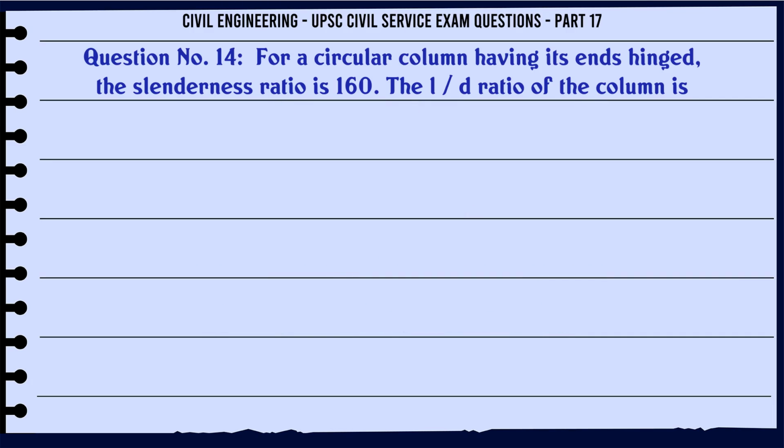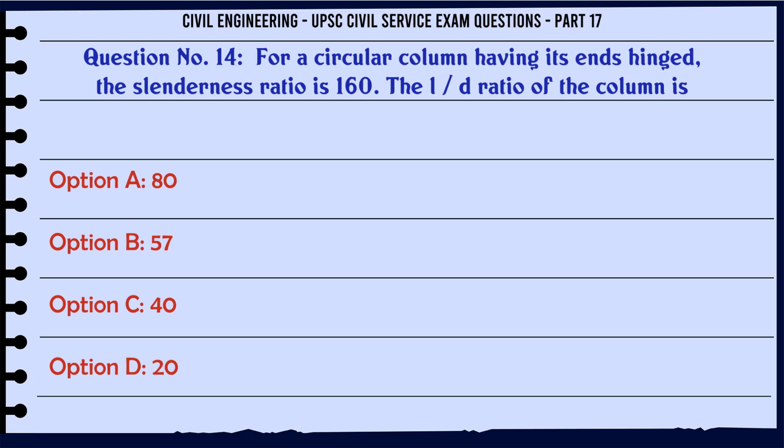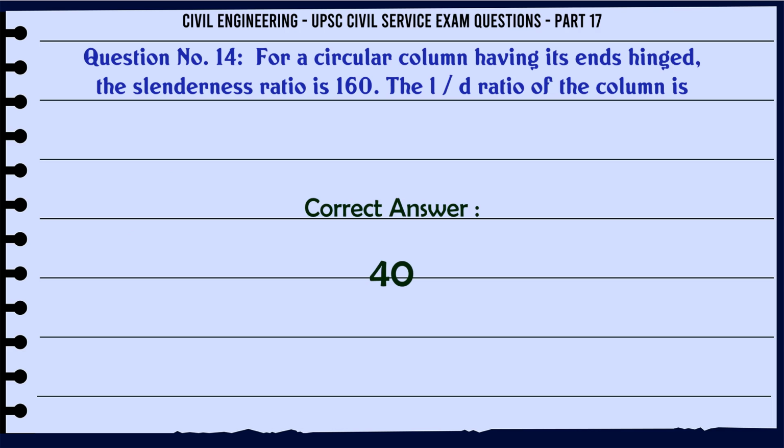For a circular column having its ends hinged, the slenderness ratio is 160. The L/D ratio of the column is A. 80. B. 57. C. 40. D. 20. The correct answer is 40.